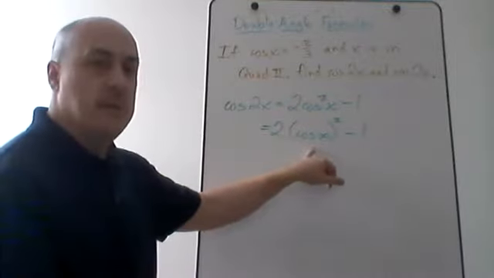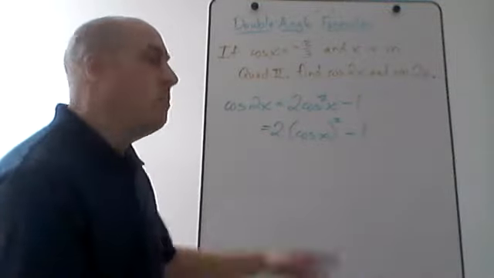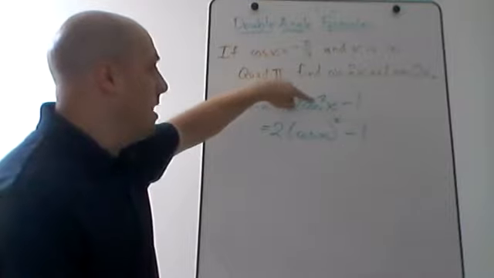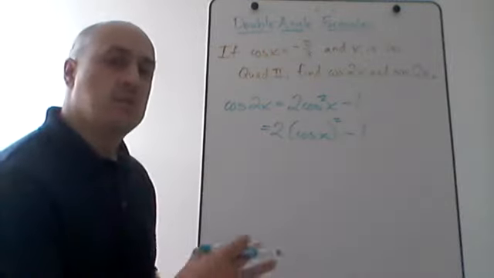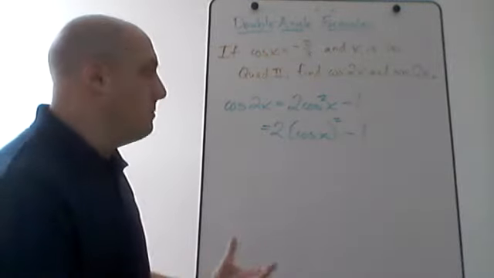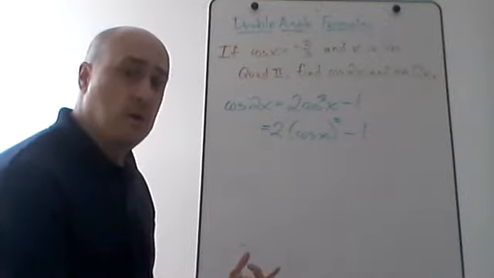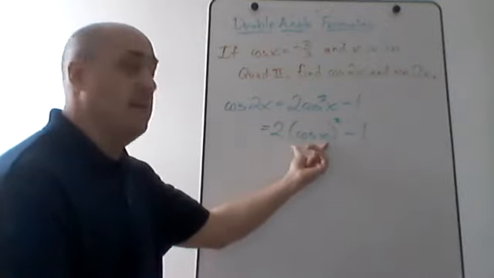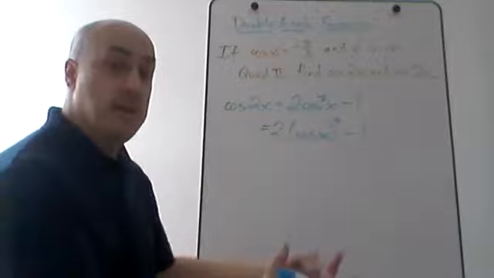Cosine squared of x means the cosine of x, squared. We just normally write it this way. We put that squared directly on the cosine just as a shorthand way of writing it. But when you see something like a sine squared or a cosine squared, it actually means the cosine of x, whatever that value is, being squared.